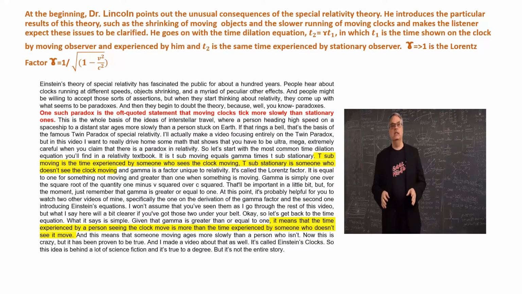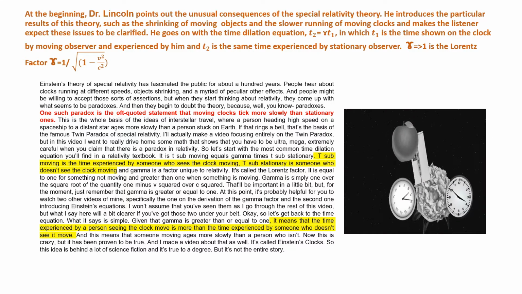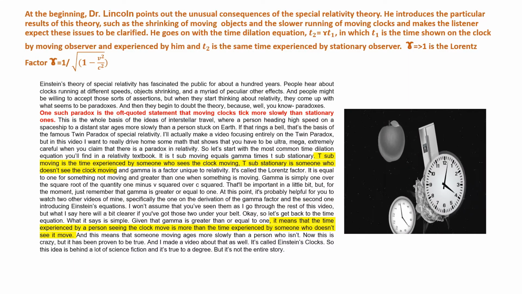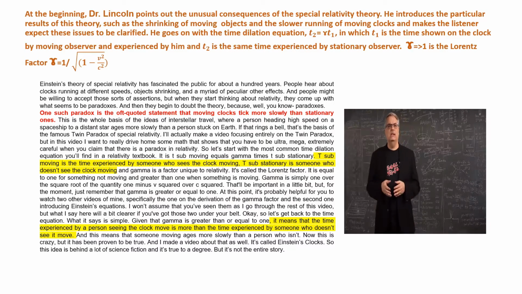Einstein's theory of special relativity has fascinated the public for about 100 years. People hear about clocks running at different speeds, objects shrinking, and a myriad of peculiar other effects. And people might be willing to accept those sorts of assertions, but when they start thinking about relativity, they come up with what seems to be paradoxes. And then they begin to doubt the theory because, well, paradoxes.